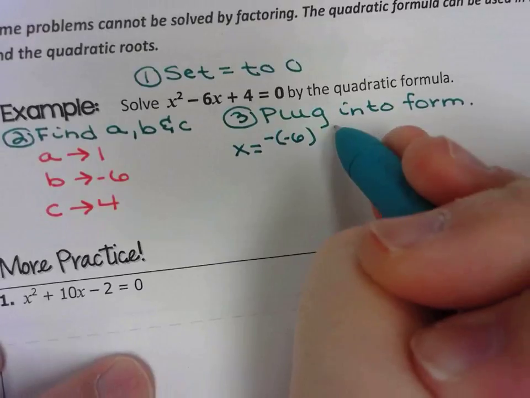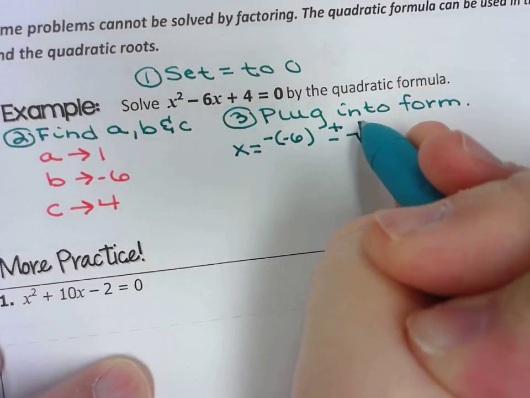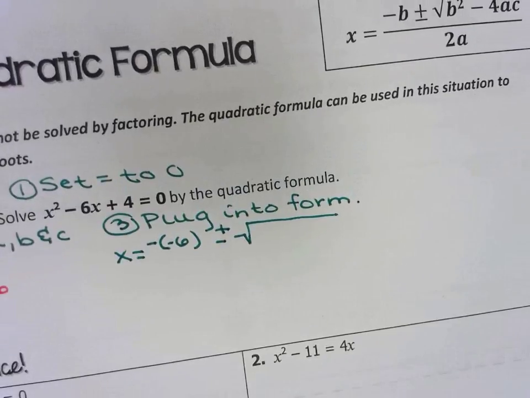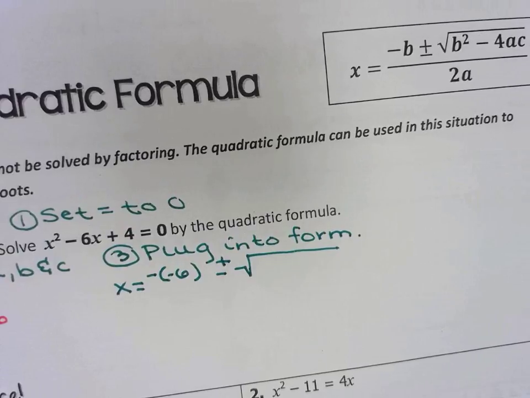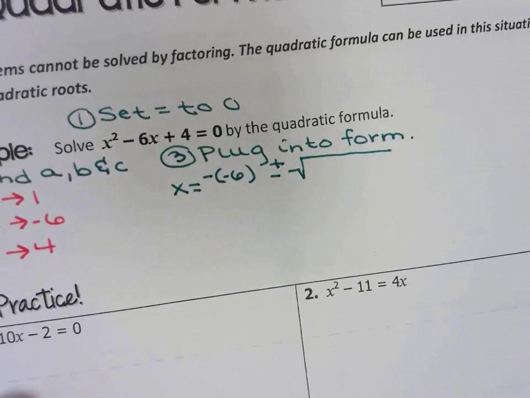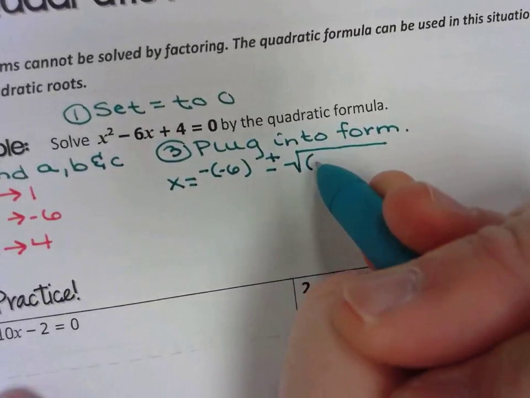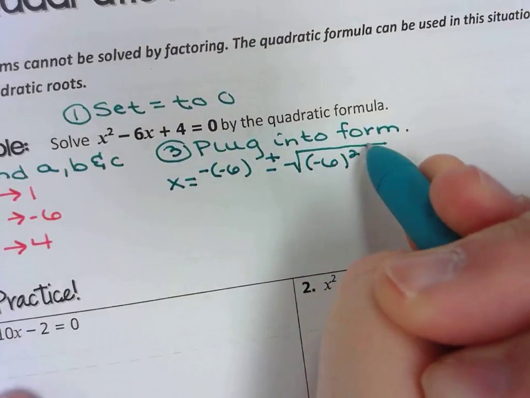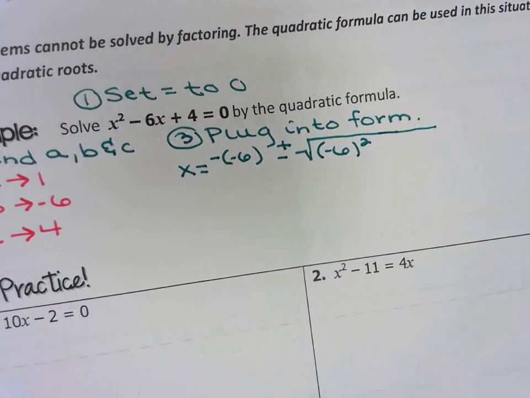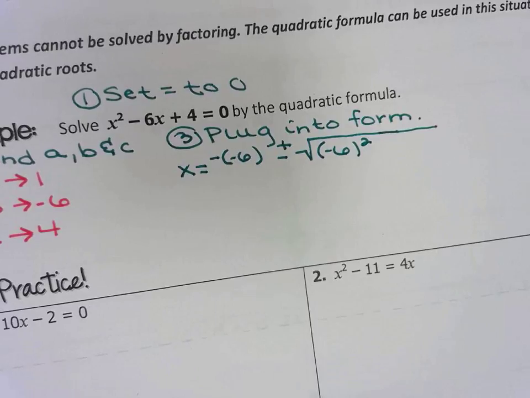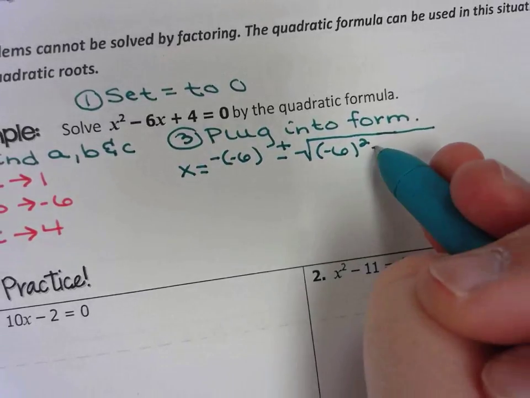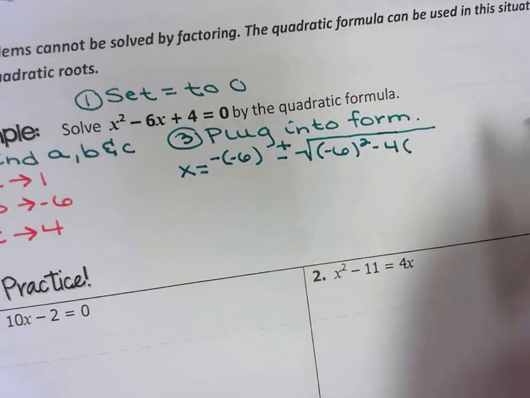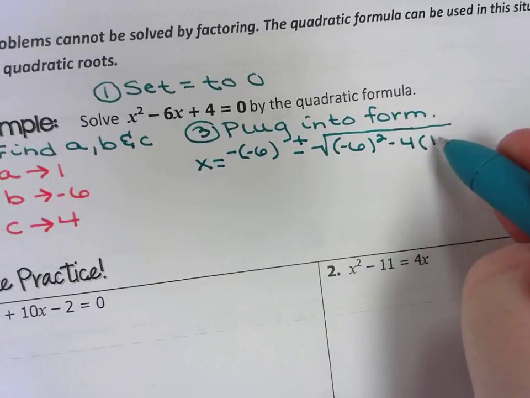Plus or minus the square root of, following the formula, b squared. What's my b value? So it's -6 squared. I'm writing it all out first, and then we'll worry about simplifying it. Minus 4 times a, what's my a value? Times c.